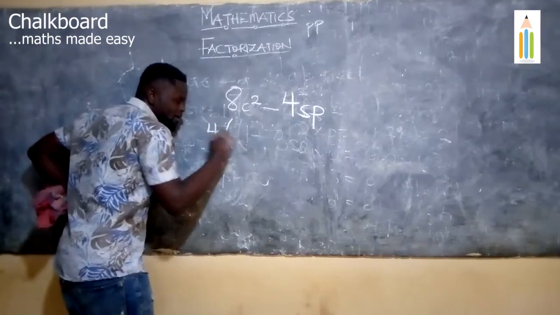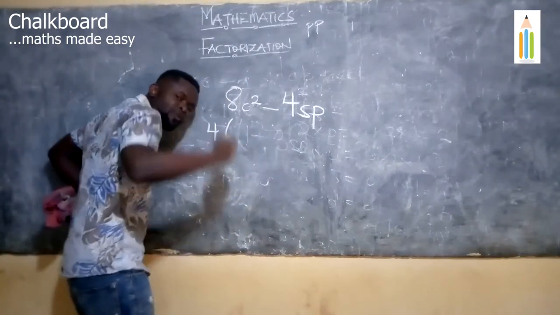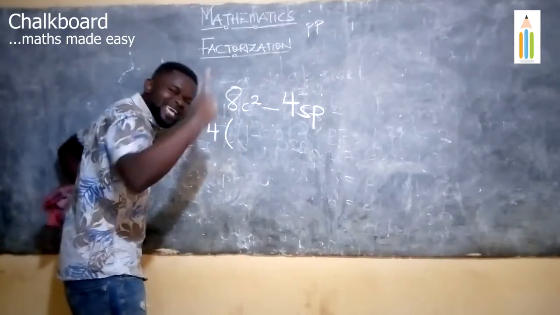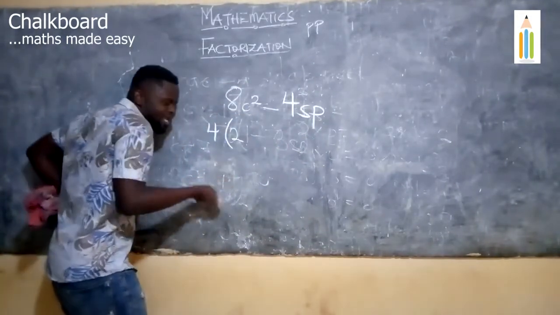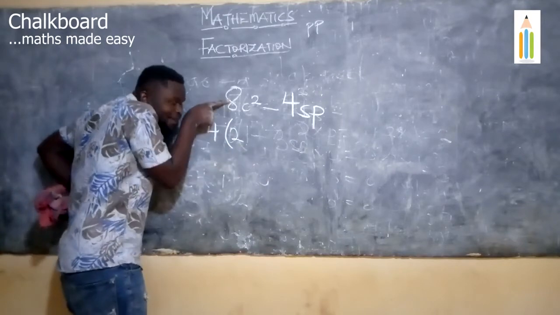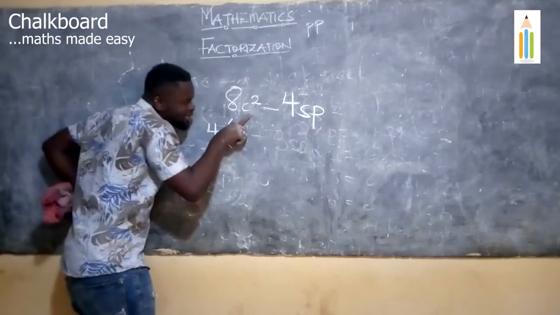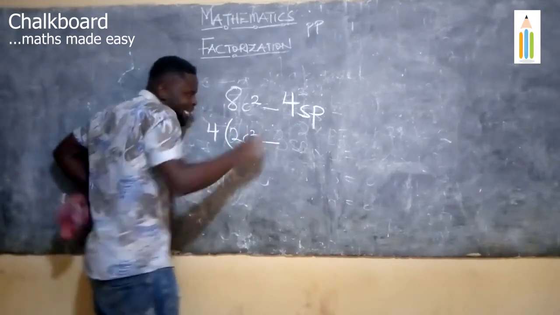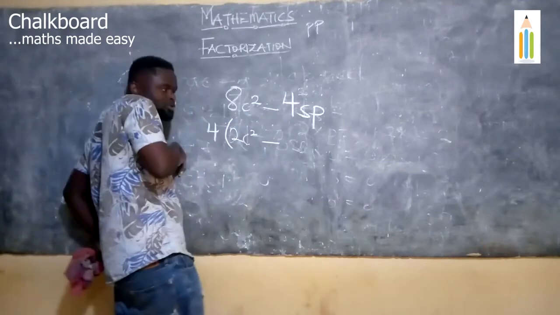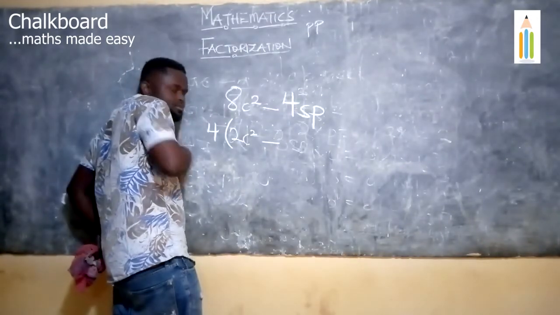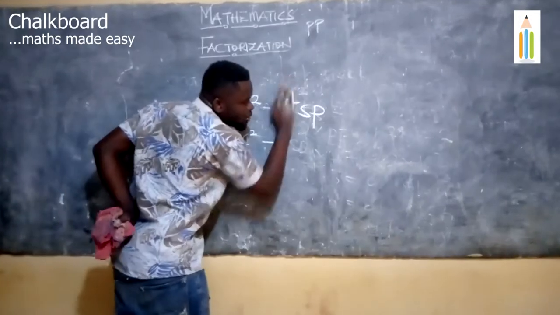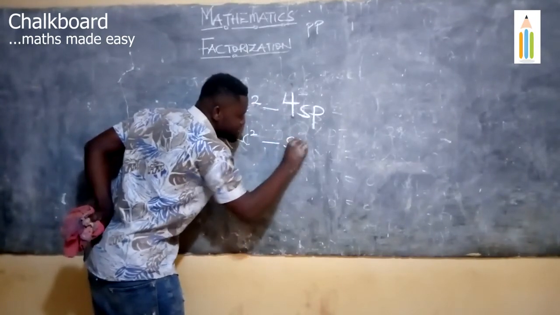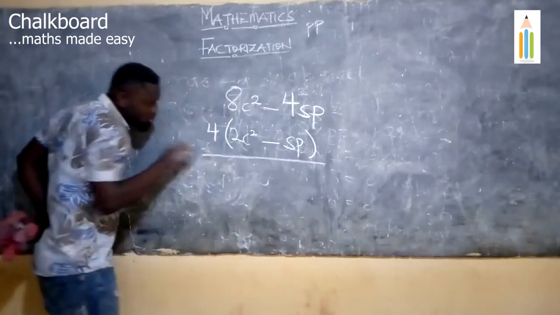So what will be left here? 4 times what gives me 8? 4 1 is 4, 4 2 is 8. 4 times 2 gives me 8. So 2 comes here, so that if I multiply 4 times 2, I come back to my 8. So what will be left here? c squared. Then my subtraction sign will come. Now, the whole of this 4 is brought out. If 4 is not here, what will be left here? It's s and p. So that will also come. s and p. Bracket close. So this will be our final answer.